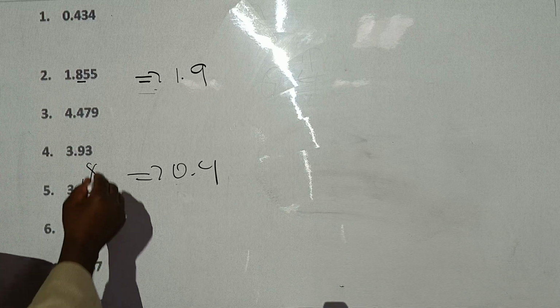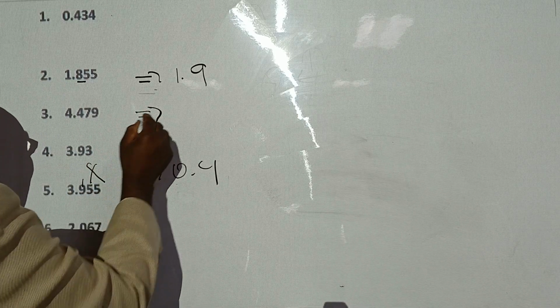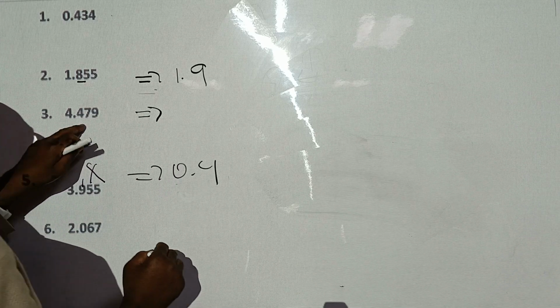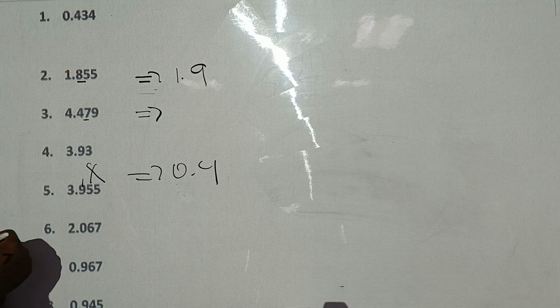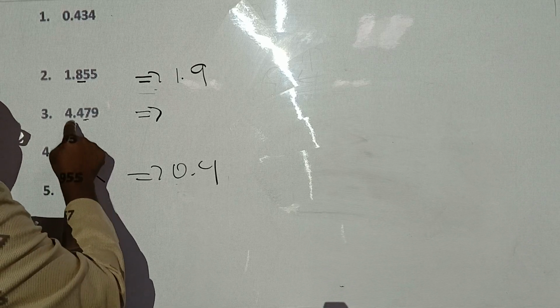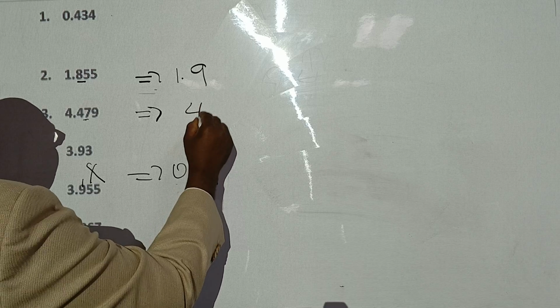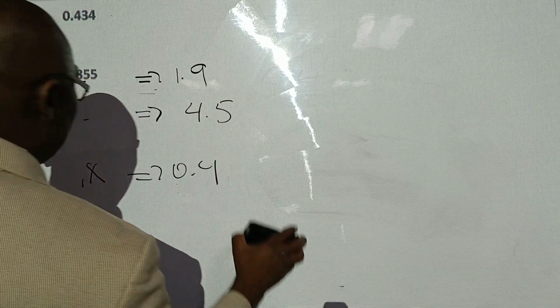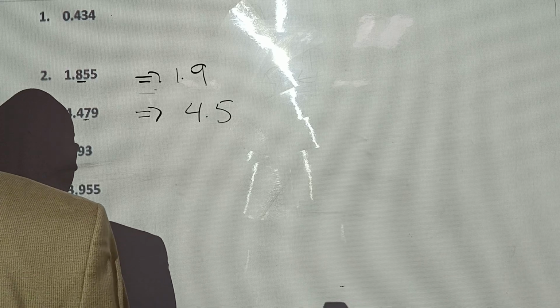Let's do number 3. So on number 3, we got 4.479. So I move this number right here. This is the number that comes after that. It's a 5 or more? Yes. So we're going to stop at the tenth place. That will become 4.5.